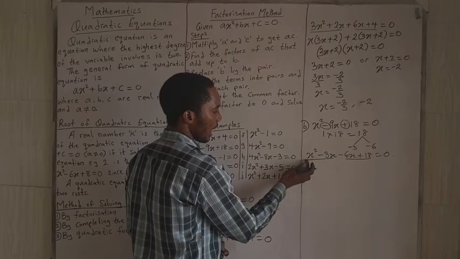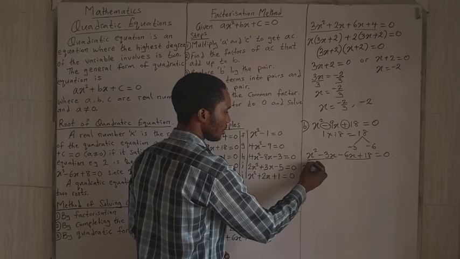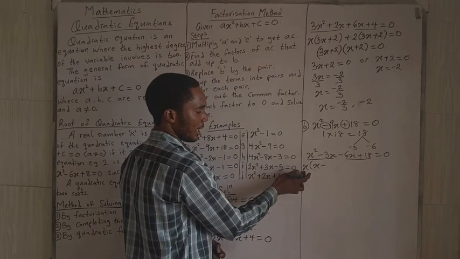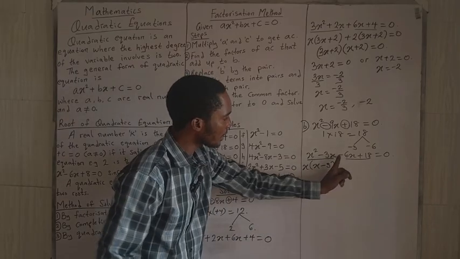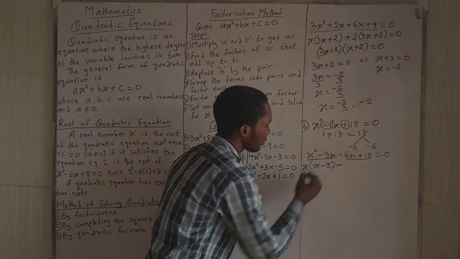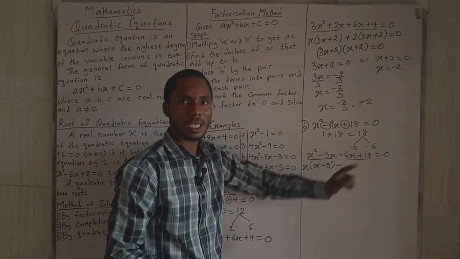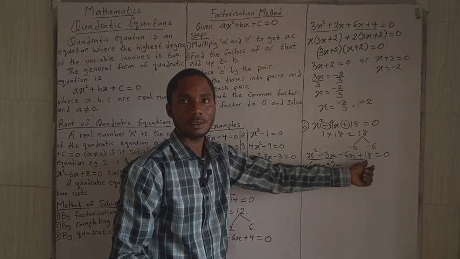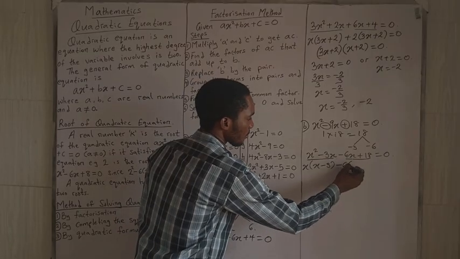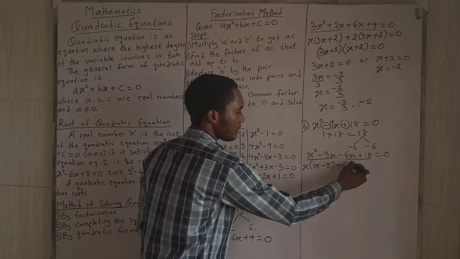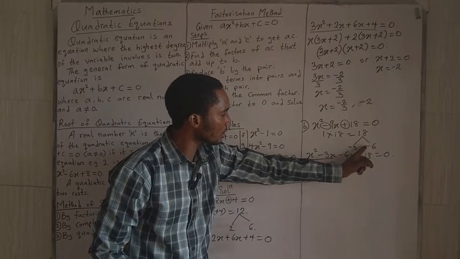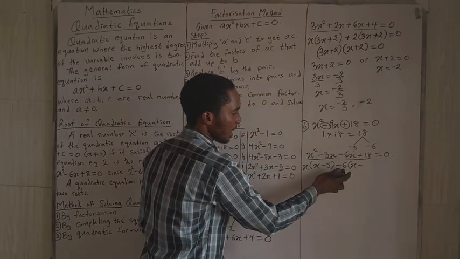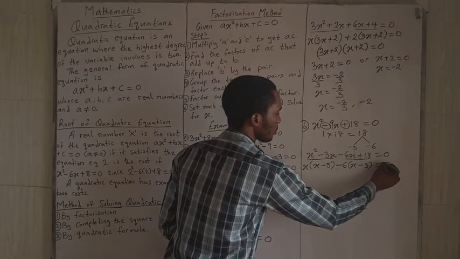What is common to these two terms? I have x. X is common. x squared divided by x is x, minus 3x divided by x is 3. The sign that is here first is minus. X is here, but x is not here. X is not common. 6 can divide 18. That means that 6 is common to these terms. 6x divided by 6 is x. Plus divided by minus is minus here. 18 divided by 6 is 3. This equals 0.